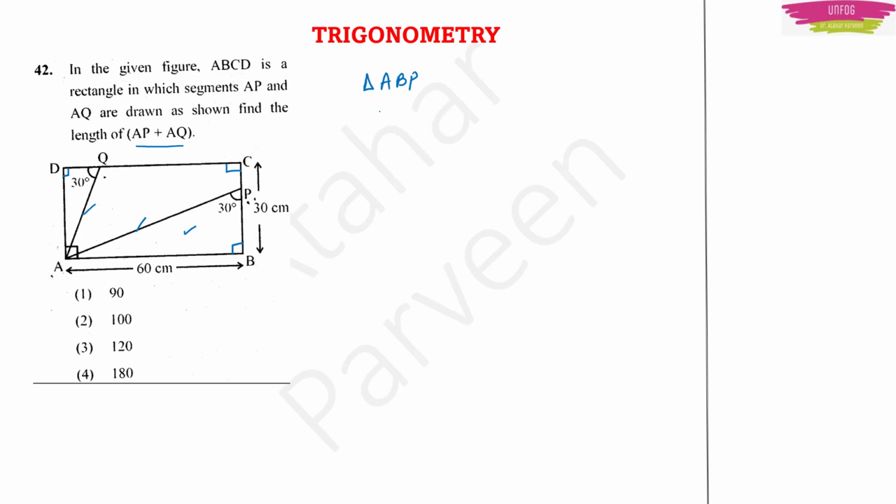So I will take sine 30 degree. So in this right angle triangle, this will be the opposite side, this will be the hypotenuse, and this will be the adjacent side. So sine 30 degree will be equal to opposite side by hypotenuse. What is the opposite side for sine 30? The opposite side is AB. What is the hypotenuse in triangle ABP? It is AP. So this I can have as a half. Why? Because sine 30 is half.